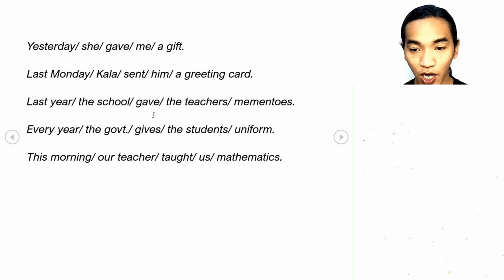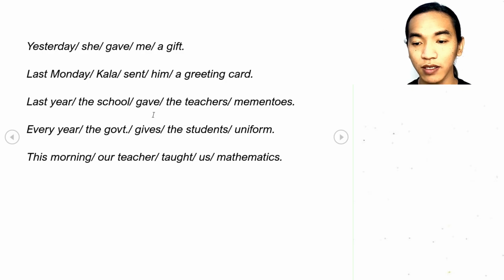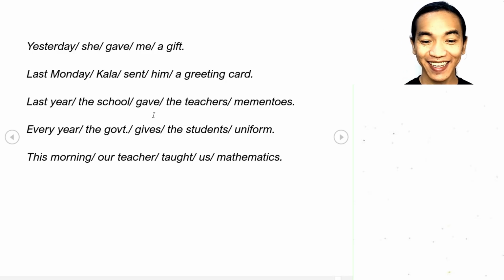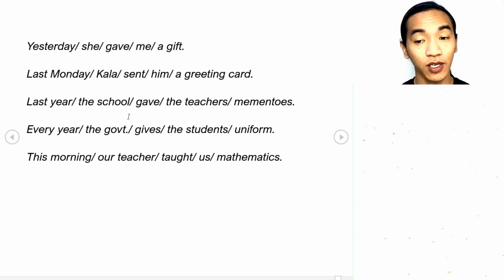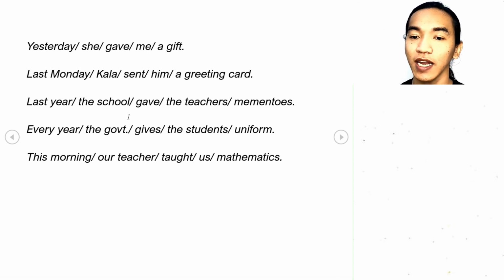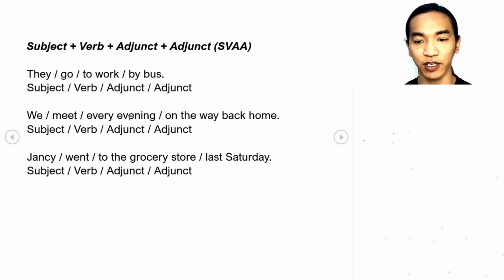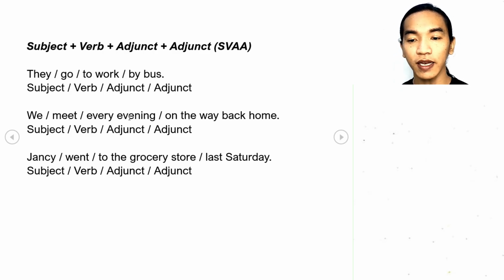Okay, so I want you to please pay more attention to our adjunct subject verb indirect object direct object sentence pattern. Okay, so think more of our examples so you can practice this pattern even better. All right, so next one. So we have your subject verb adjunct adjunct. So your SVAA sentence pattern. All right, so let's see.